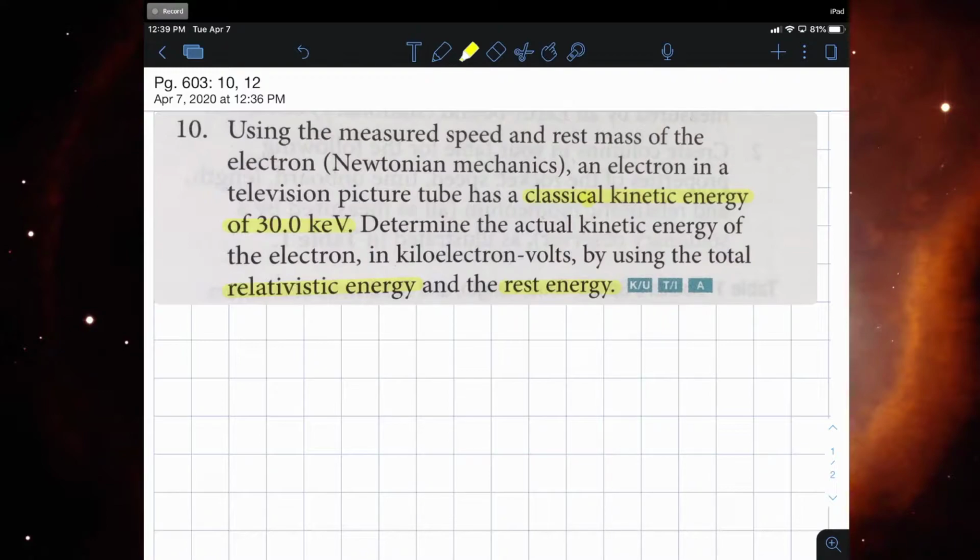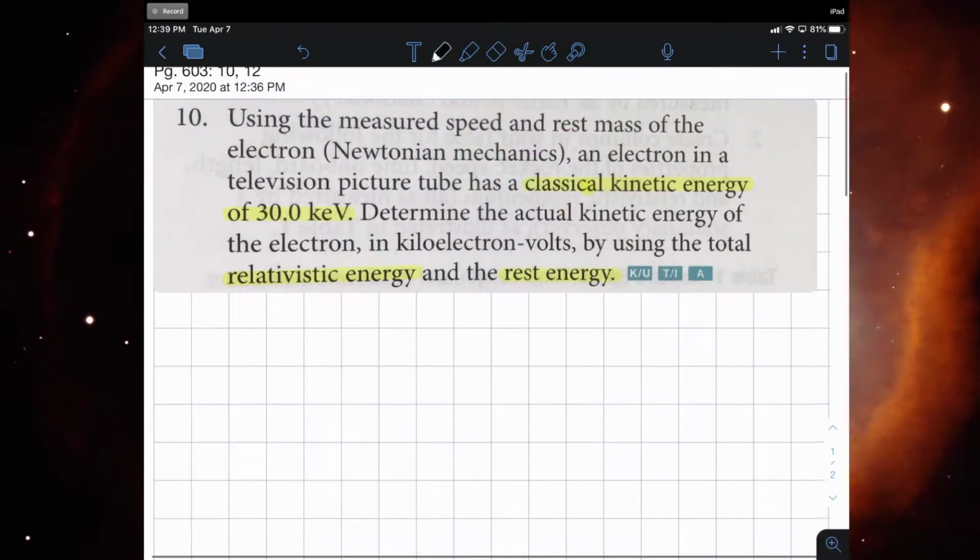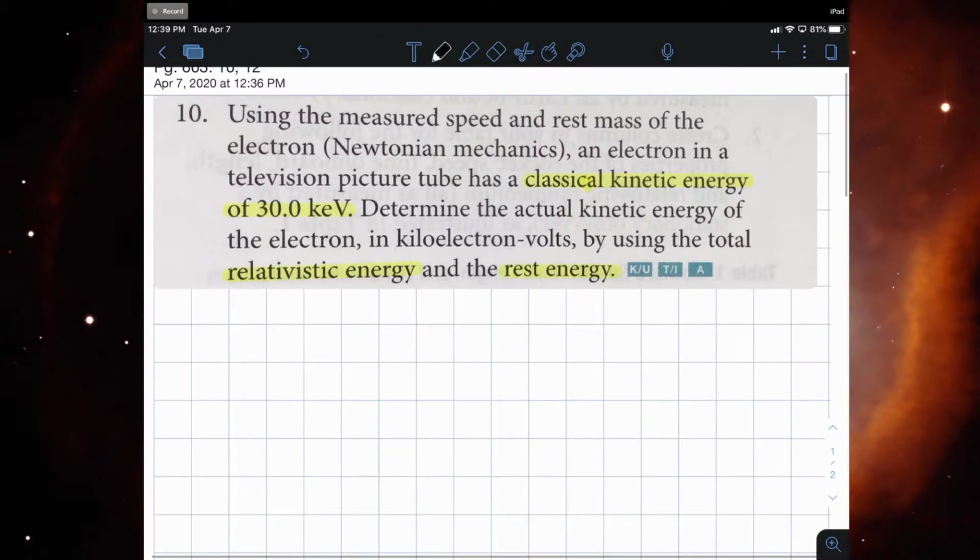Okay. So first things first, let's figure out what the speed of the electron is. For the first part of this question, we're essentially assuming everything is classical, which means the kinetic energy of the electron would be given by half times the mass of the electron times the speed squared. Because we're using the rest mass of the electron, we're not worrying about any relativistic effects here. The only thing we have to do is convert the given kinetic energy, which is 30 kilo electron volts, so that's 30 times 10 to the 3 electron volts.